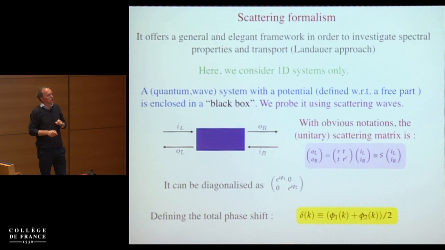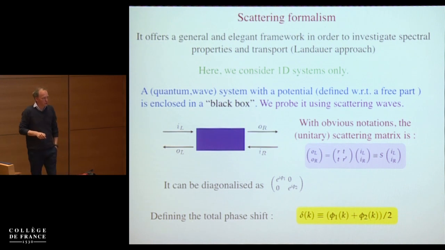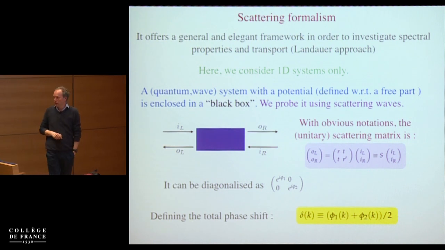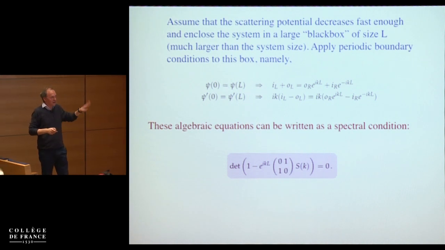So you have incoming and outgoing scattering waves. With obvious notations, the scattering matrix is unitary and relates outgoing waves to incoming waves. Okay, so this is simple. Again, I'm saying only simple things. This matrix can be diagonalized. Being unitary, it can be diagonalized with two phases, phi 1 and phi 2. And we can define the total phase shift, which is just the sum of those two phase shifts divided by 2 for convenience. Assume now that the scattering potential decreases fast enough.